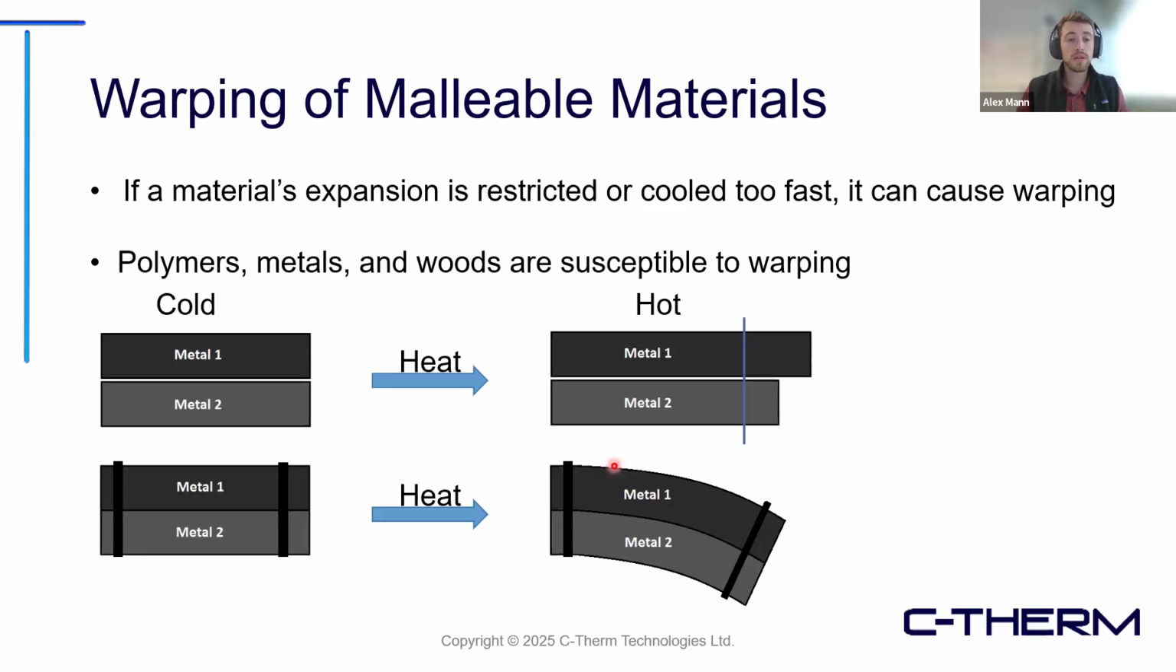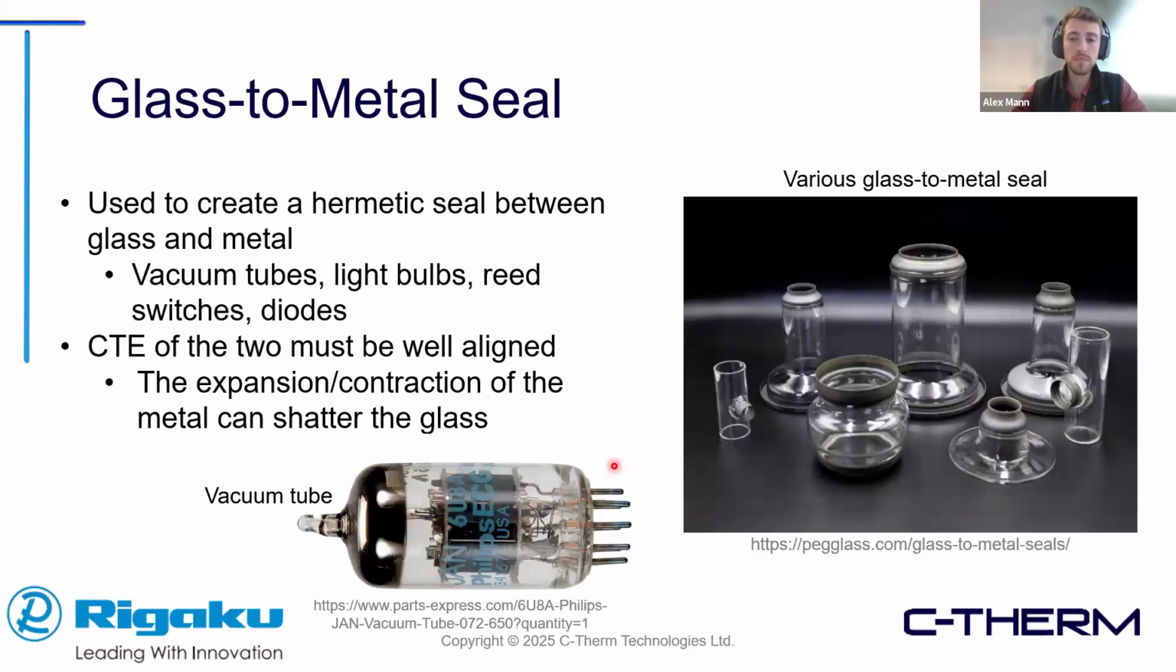Additionally, there's also warping that needs to be considered. If a material's expansion is restricted, or if it's cooled too fast or unevenly, it can cause warping. This is really a concern for polymers, metals, and woods. One example here is if you're connecting two dissimilar metals and then they're exposed to a temperature change. How are they going to react? Are they going to stay connected, or are they going to warp and cause stress or failure? That's kind of why thermal expansion is important.